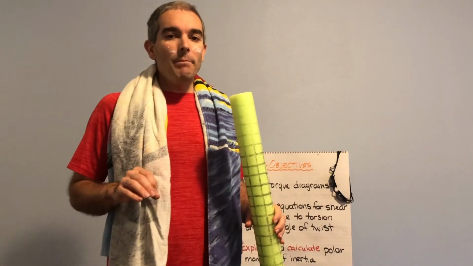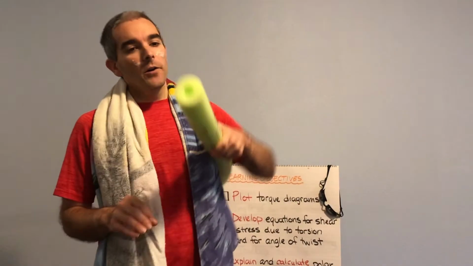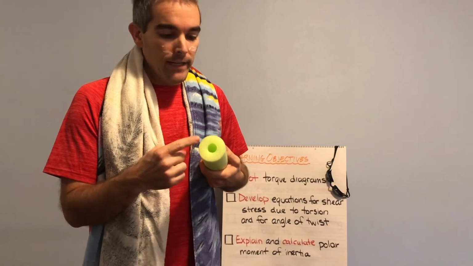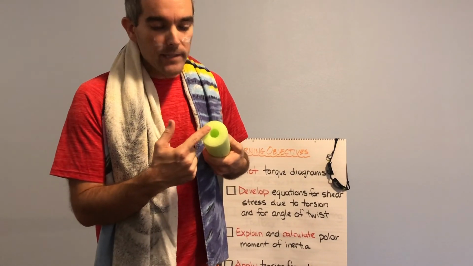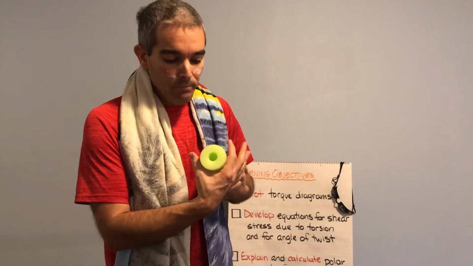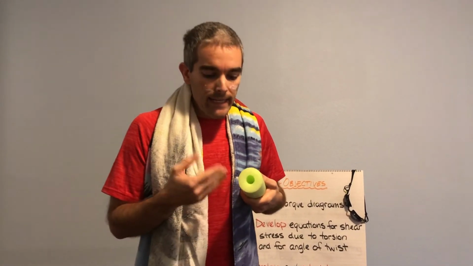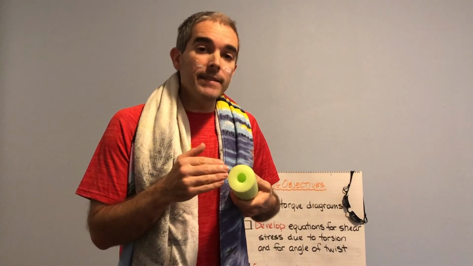So we want to talk about polar moment of inertia. The polar moment of inertia is kind of like an area property. It's a property of the cross-sectional area. As I twist it, there is some resistance that's inherent to the geometry of this cross-section, and it's that resistance that we refer to as the polar moment of inertia.